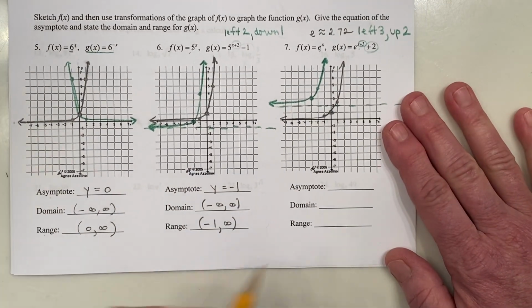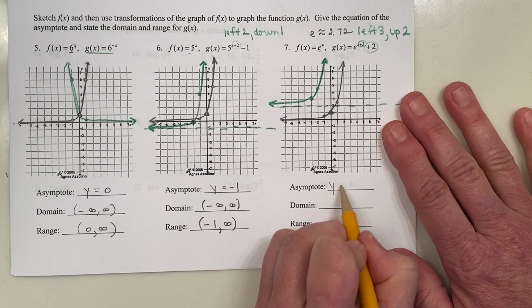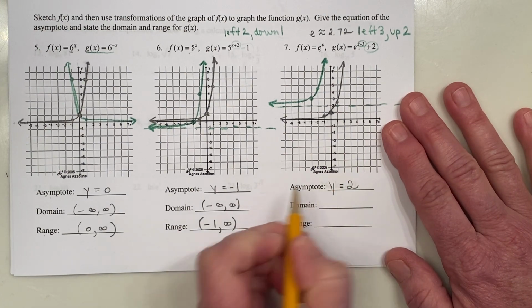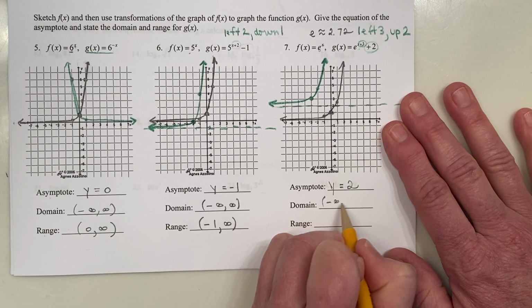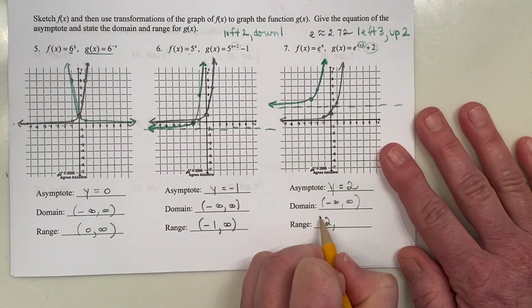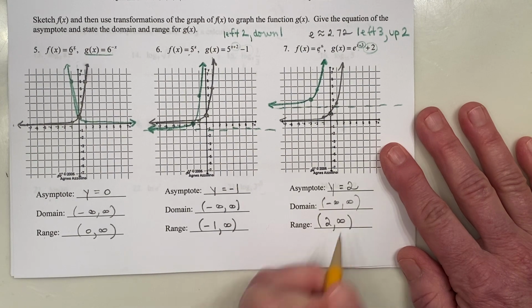So what's the equation of our asymptote? Well, it's horizontal, so every horizontal line starts with y equals. Domain is still all reals, and the range is going to start but not include 2 and go up to infinity.